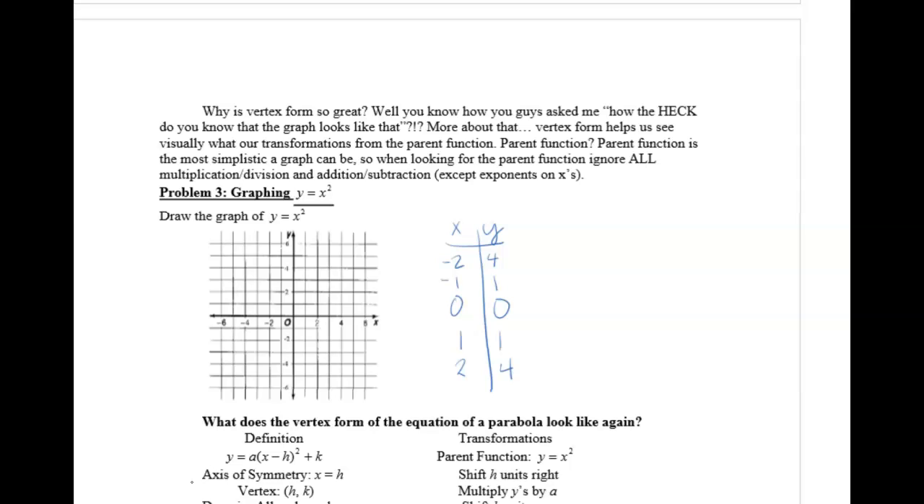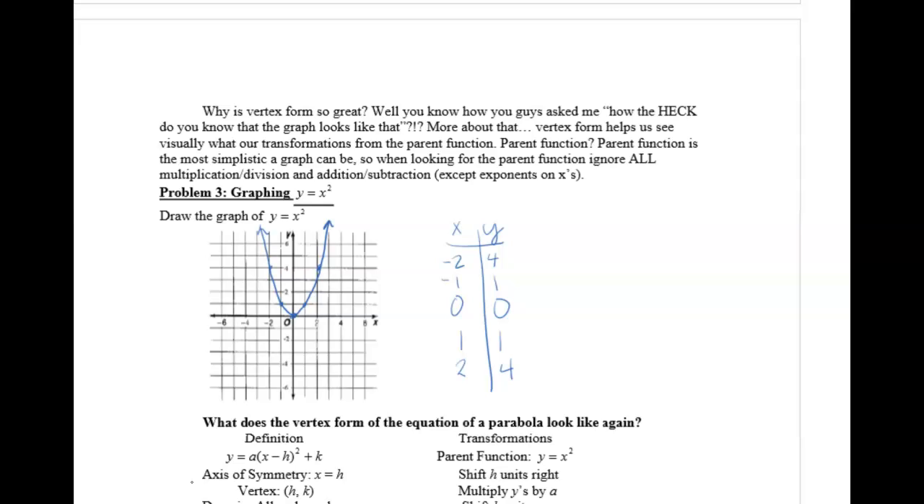So now I'm going to go ahead and graph that. So I've got 0, 0. 1, 1. 2, 4. -1, 1. -2, +4. I'm going to try that a little bit again, because apparently I'm going to miss my points. Alright. And then my next little bit would be at -3, +9, and +3, +9, because 3 squared would be 9.